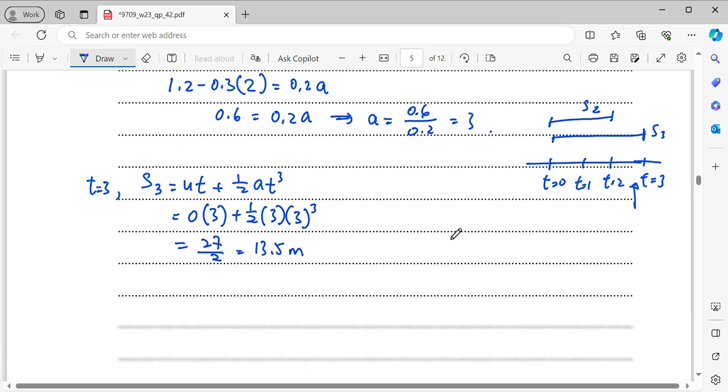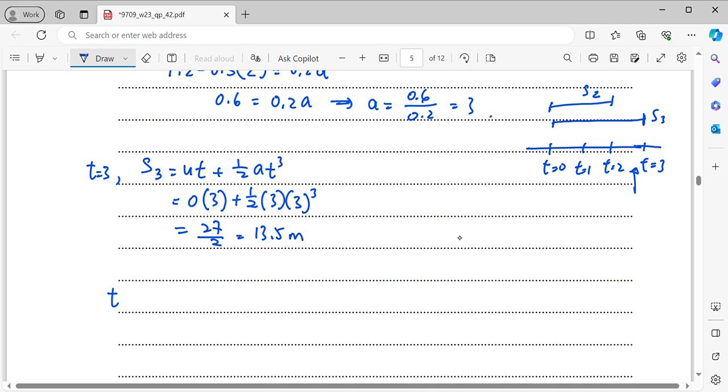Now the distance traveled for the first 2 seconds, when t equals 2, so I'm getting S2. Use back the same formula, half at squared. Again, u is 0, t is 2, plus half a, where a is 3, t is 2 squared. Then from here you will get 6 meters.